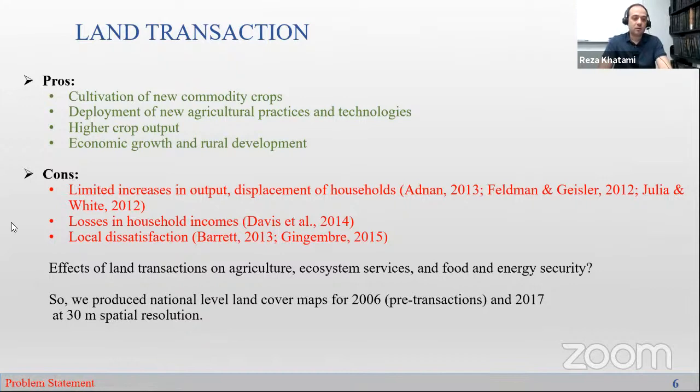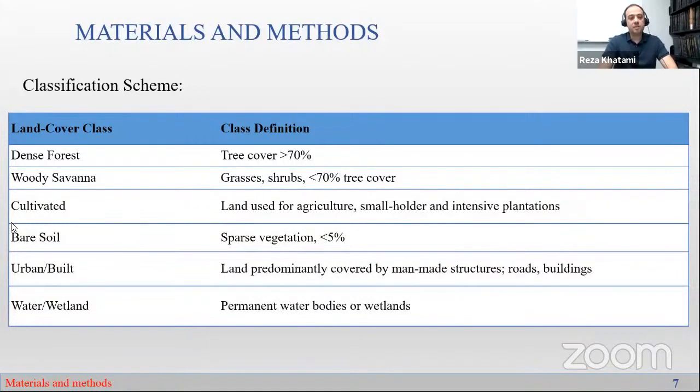So our overall goal in this research is to examine the effects of land transactions on agriculture, ecosystem services, food and energy security. As part of this big project, we have created land cover maps for two time periods: 2006 before the transactions and 2017, at 30-meter spatial resolution. Today I'm going to present our land cover maps. Our classification is based on a scheme with 6 broad classes, including dense forest, woody savanna, cultivated, bare soil, and urban and water classes.